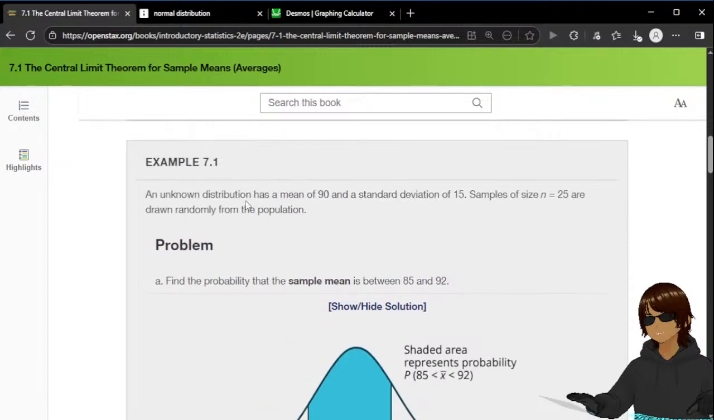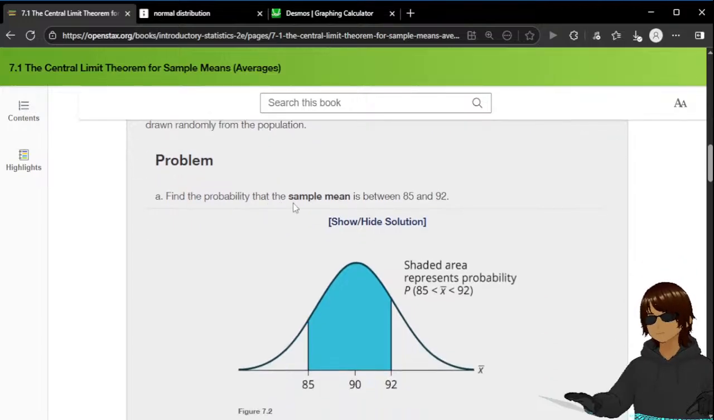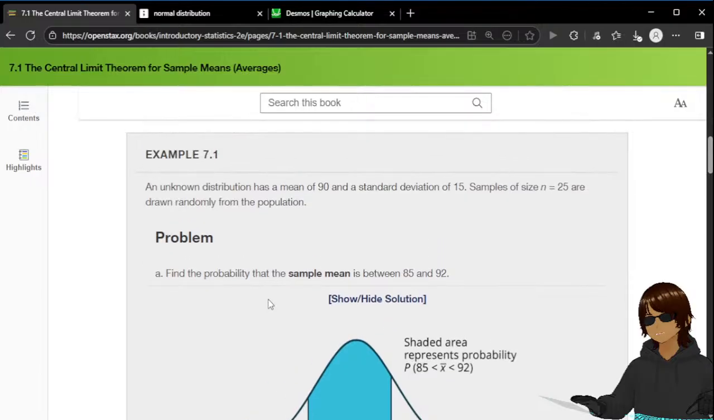An unknown distribution has a mean of 90 and a standard deviation of 15. Samples of size n equals 25 are drawn randomly from the population. Find the probability that the sample mean is between 85 and 92.